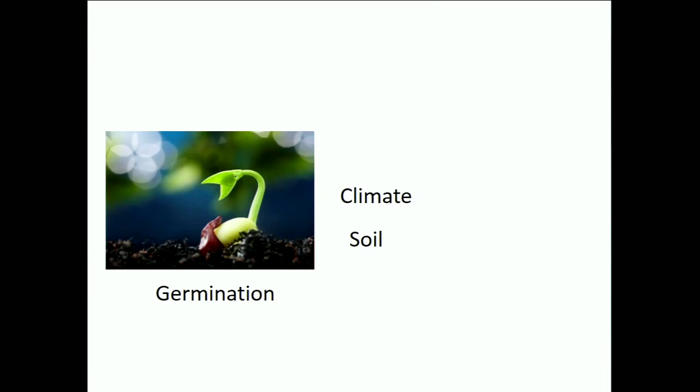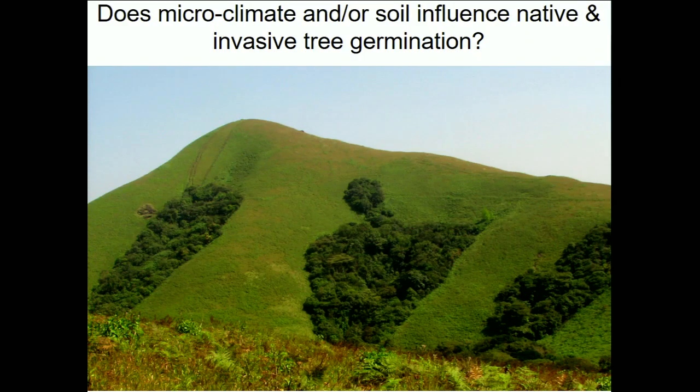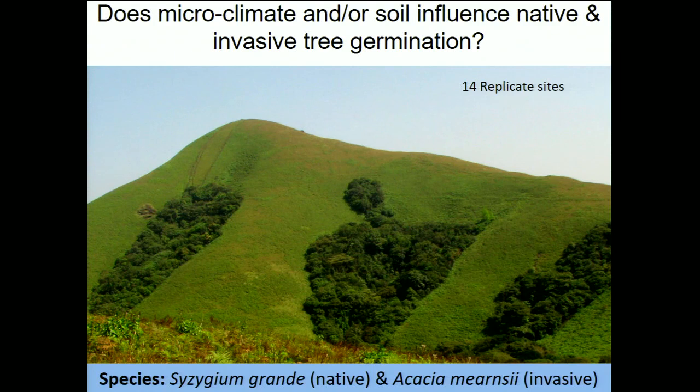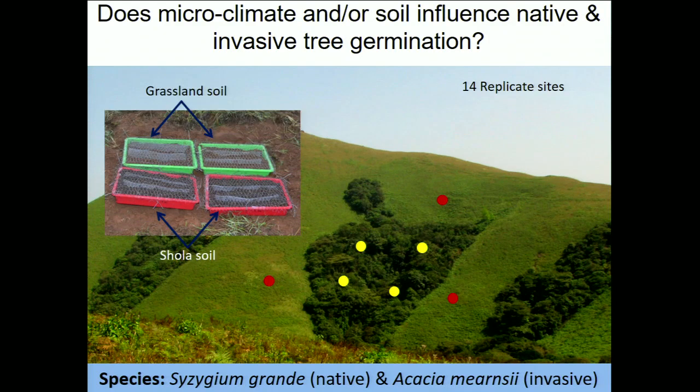as we know, for any seed to germinate, climate and soil potentially play a very important role. So with this, we ask our first question: whether microclimate and soil properties of forests and grassland influence the native and invasive acacia tree germination. For this, we selected 14 replicate forest grassland patches like this, and we collected seeds of one common native species, Syzygium, and invasive acacia. At each of these replicate sites, we selected 4 locations inside the forest patch and 4 in adjoining grassland. At each such location, we placed trays filled with grassland soil and Shola forest soil. And in each of these soil types, we sowed 25 seeds each of Syzygium and invasive acacia. And then we monitored their germination for 3 months periodically.